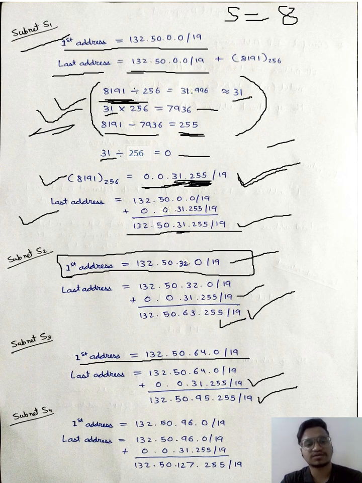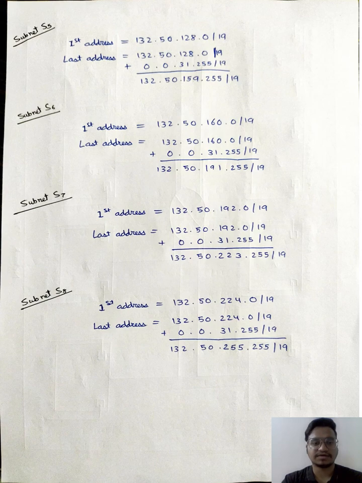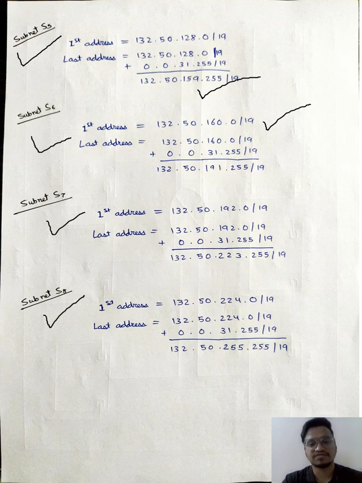We have to do this for all subnetworks. Here we have 8. You can see in the example I have calculated for subnet 4 and this is for subnet 5, and we keep adding 1 to the last address of each subnetwork, and that will act as the first address for the next subnetwork. This is for subnet 6, this is for subnet 7, and this is for subnet 8. Similarly, we calculate this for all subnetworks, following the same procedure.